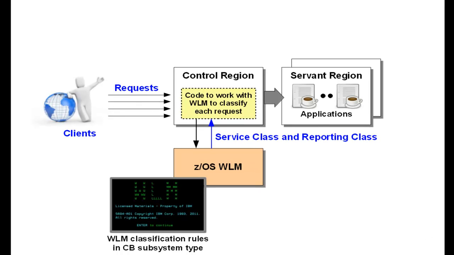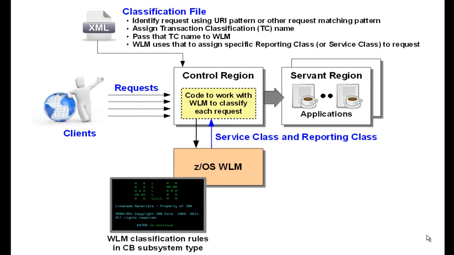Now, one of the functions of WAS-zOS is to make this more granular by adding a classification file. And what the XML classification file does is it allows you to identify application requests using URI patterns or other request matching patterns. And with that, then assign a transaction classification name to the request. And that TC name will then be passed into WLM, and WLM can then use that to assign specific reporting class or service class to the request.